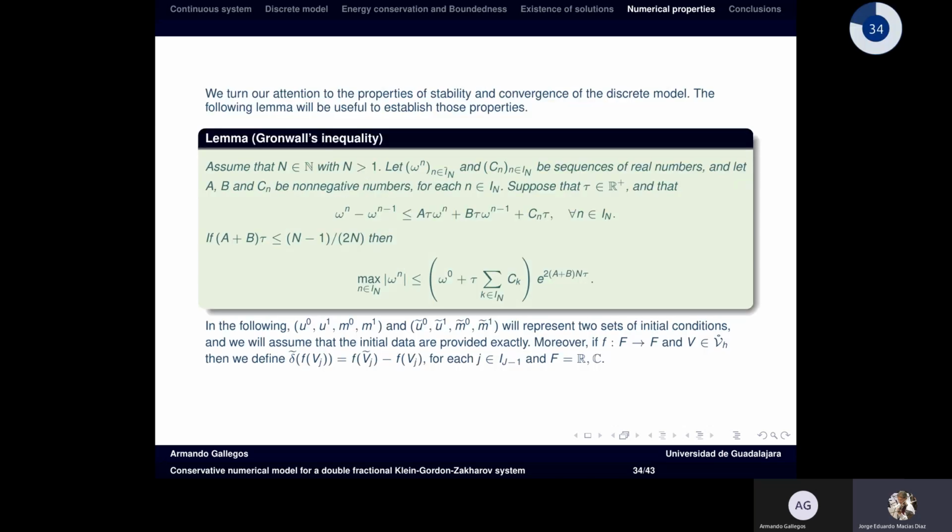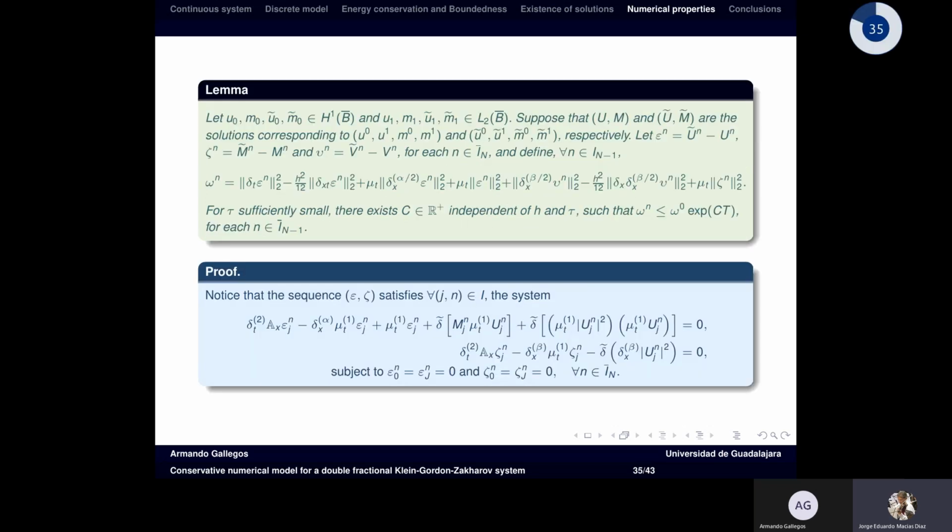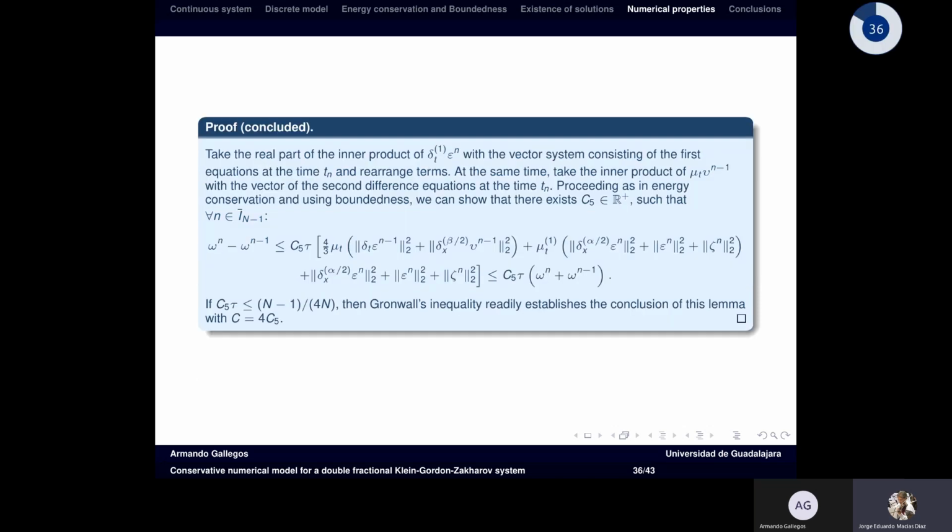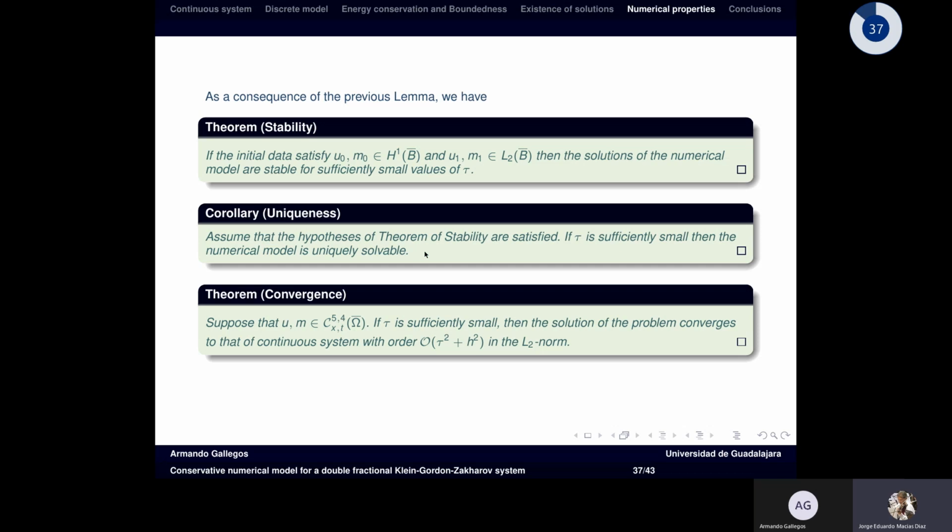In order to establish stability and convergence, we need some version of Gronwall's inequality. So this is the discrete form of Gronwall's inequality that we are going to employ. We use this lemma also, which is a very technical lemma. I'm going to skip the proof. And then we have various interesting results. So we have stability, we have uniqueness, and we have convergence.